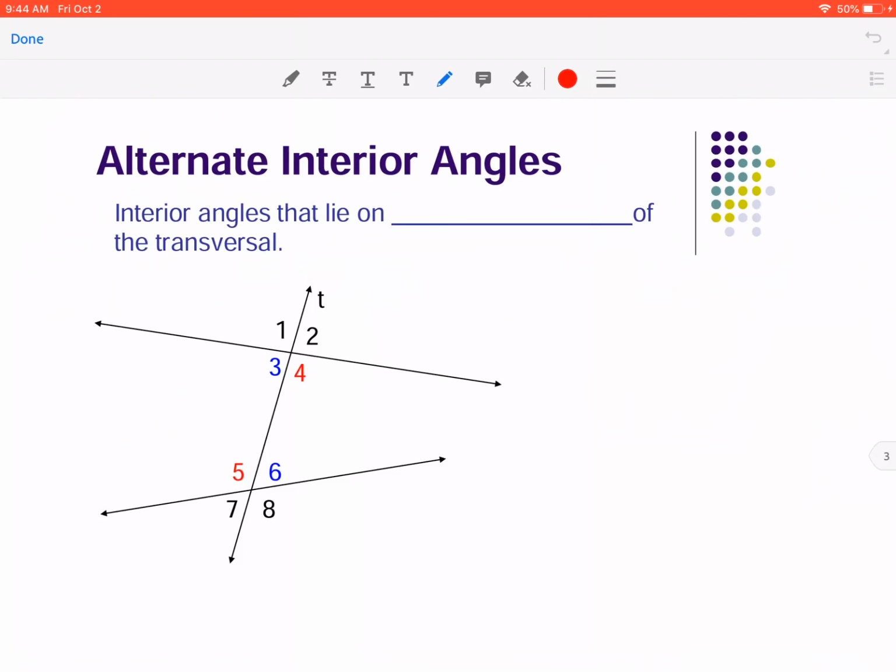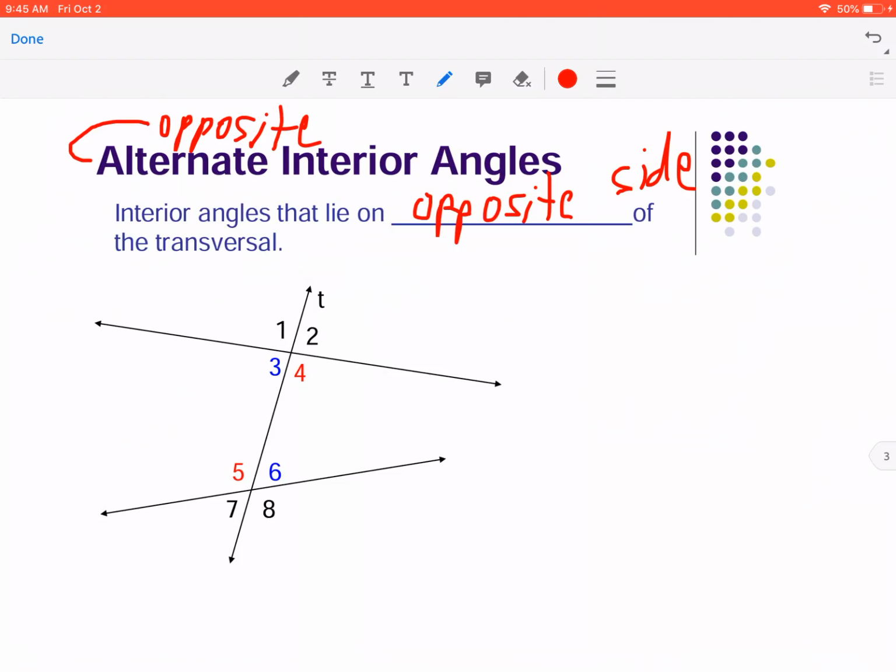Alternate interior. All right, so interior angles that lie on the opposite side of the transversal. All right, so what's happening here? They lie on the opposite side of the transversal. All right. Alternate means opposite. Interior means they're on the inside. So if I look at alternate interior angles, 3 and 6, they're on the opposite side of the transversal.